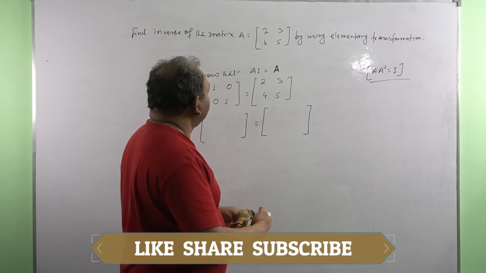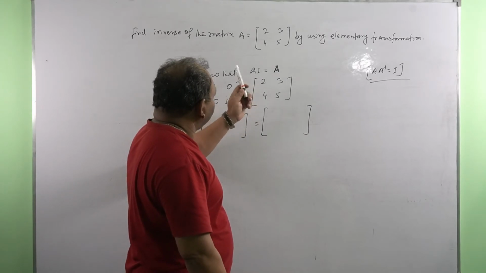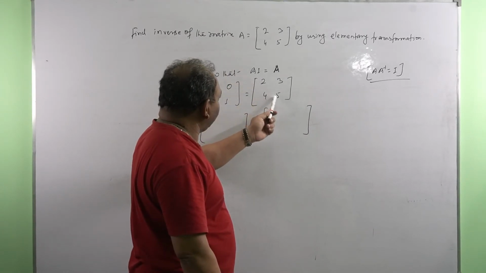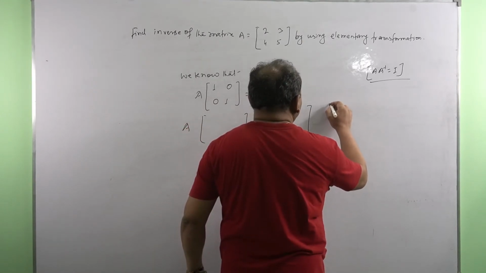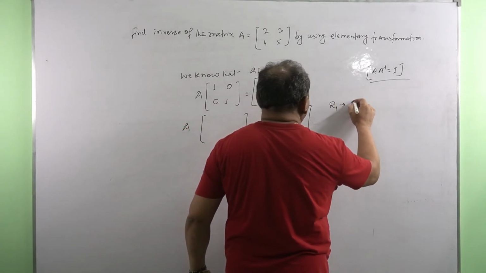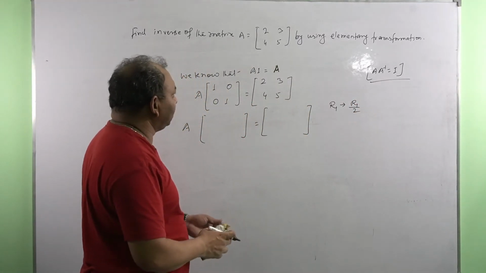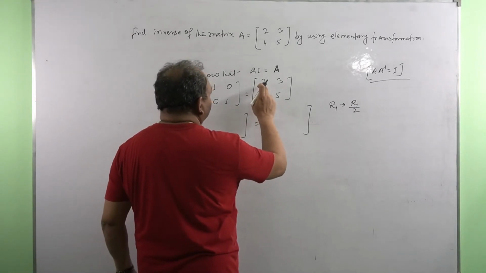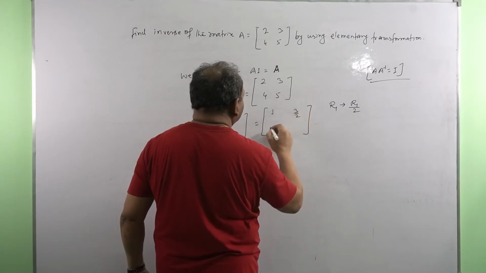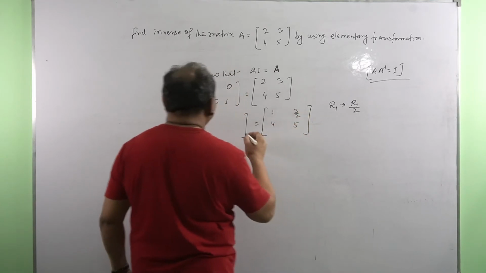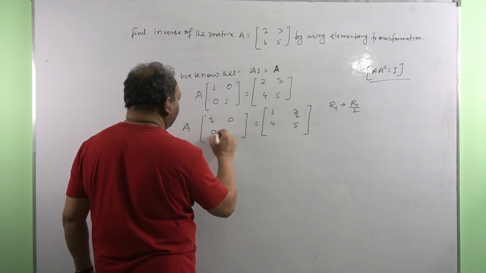In this method, reduce the diagonal elements to the unit matrix. So, R1 can be written as R1 by 2. So R1 by 2 means this element becomes 1, 3 by 2, and on the right side 1 by 2, 0, 0, 1.